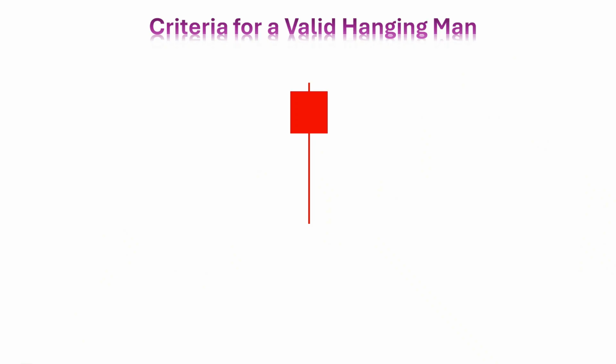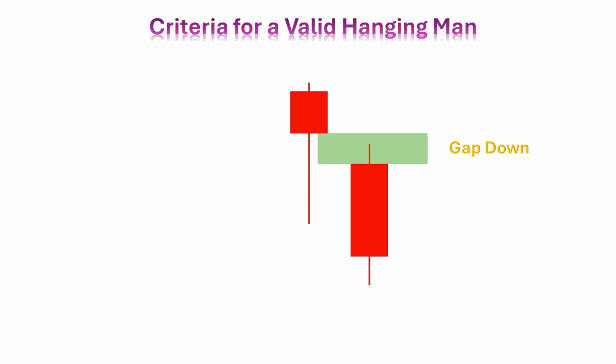Criteria for a valid hanging man. To identify a correct hanging man pattern, look for a lower shadow at least 2 times the body. Real body near the top of the trading range. No upper shadow or only a very small one. The next day must confirm with a bearish candle or a gap down. Without confirmation, the pattern is not reliable.